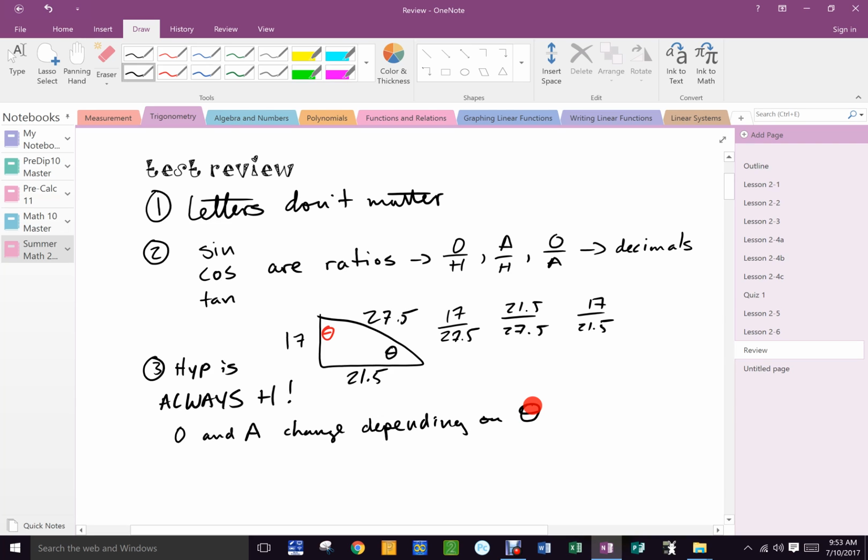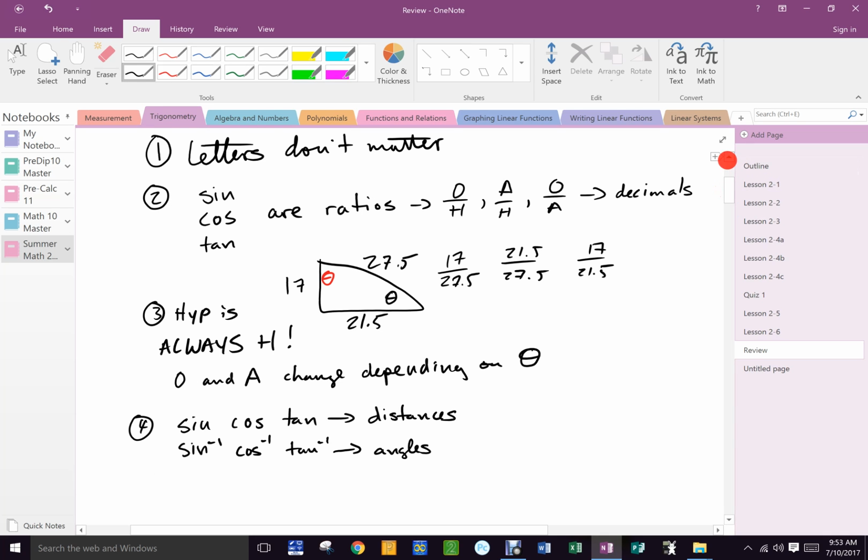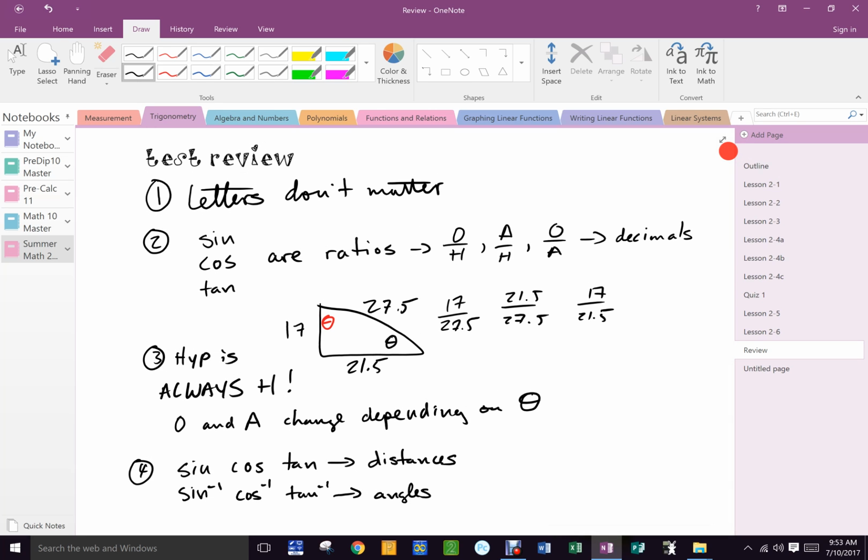Does everybody understand that? Right? Okay. Number 4. Sine, cos, tan are used to find distances. Shift sine, shift cos, and shift tan are used to find angles. And remember, this is all being recorded, so if you don't get it all right now, you can always watch it again. Is everybody cool with that? That's really all you need.